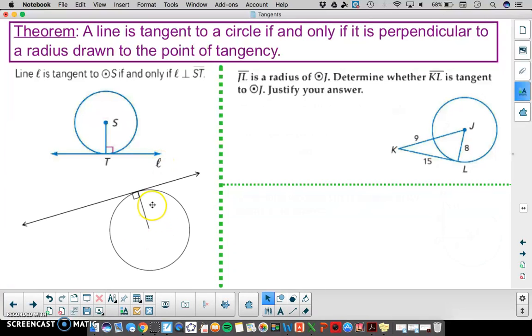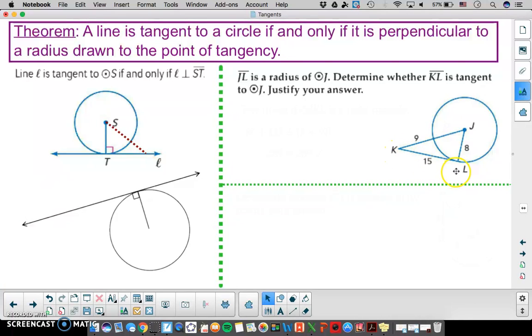Again, we have a radius drawn here. We have that right angle and this line that would be a tangent to that circle because we have that right angle. This theorem is going to be very useful because we could use right triangles to then solve some problems. So first we're going to determine if the segment KL is tangent to circle J.